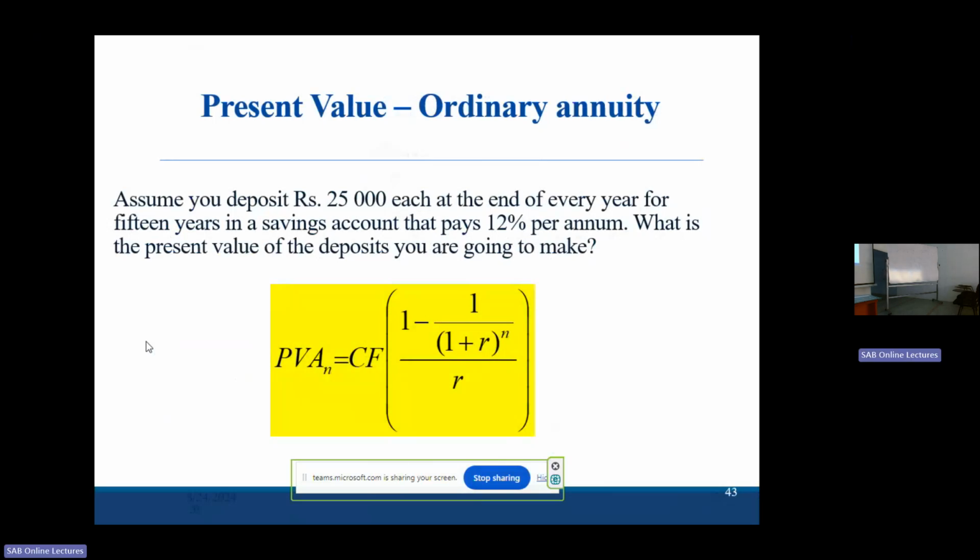So what is the present value of this deposit? If you are planning to deposit 25,000 for 15 years in an account that pays 12% interest, you want to value this investment today, to the present, at time 0. So then what you have to do? Discount each cash flow, but that is not manageable.